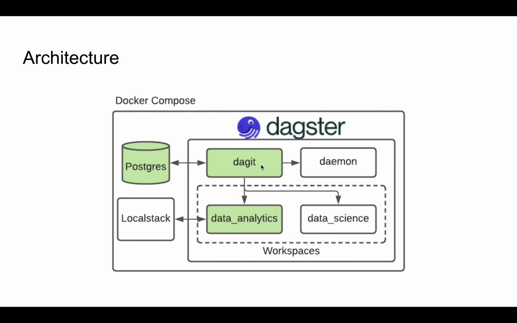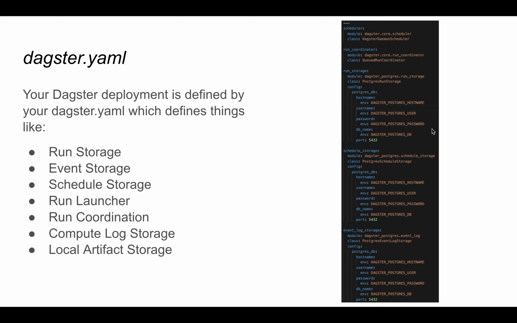We had a different service, Dagit, which was maintaining the UI. And then we had a Postgres instance, which was just storing the metadata about our pipeline, so things about run execution and things like that. There's still more going on under the hood with this Docker Compose: there's a daemon, there's a second workspace, and we're using LocalStack to emulate AWS. But we'll dive into those now as we talk more about schedules and sensors.